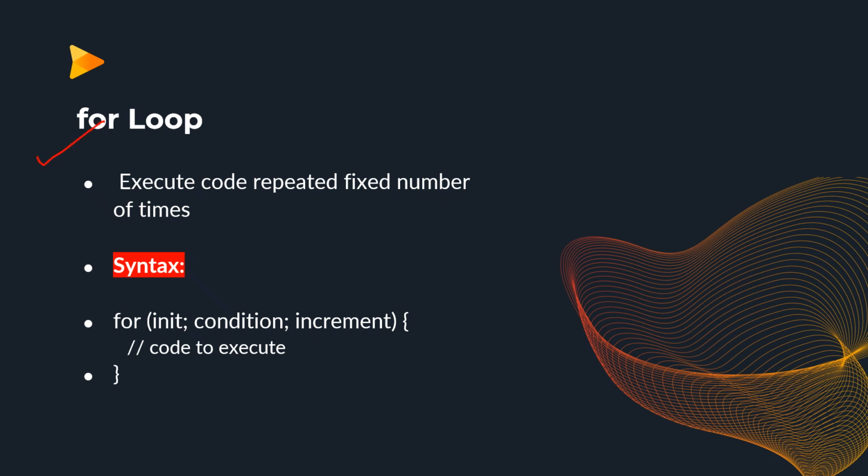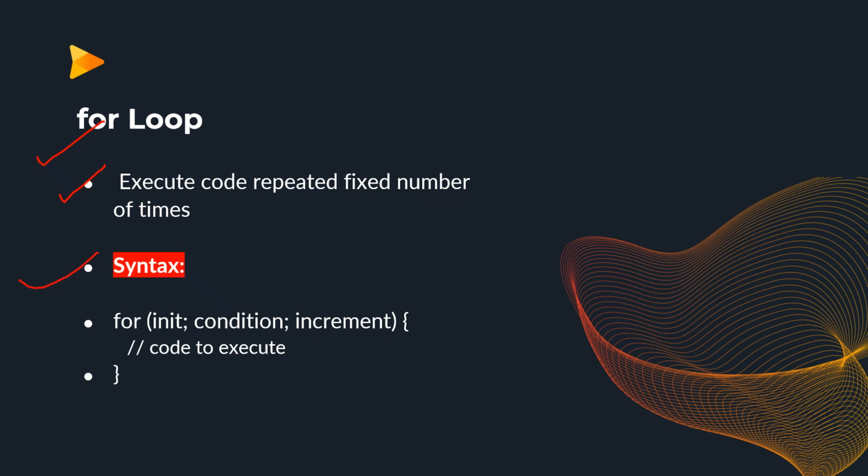So why is the for loop used? The for loop is used whenever we know the number of times we have to perform the task, and the while loop is used whenever we don't know the number of times the task is going to be performed. So now that we know how many times we have to perform the task, we are going to use the for loop. It will execute code repeatedly a fixed number of times. I already told you that.